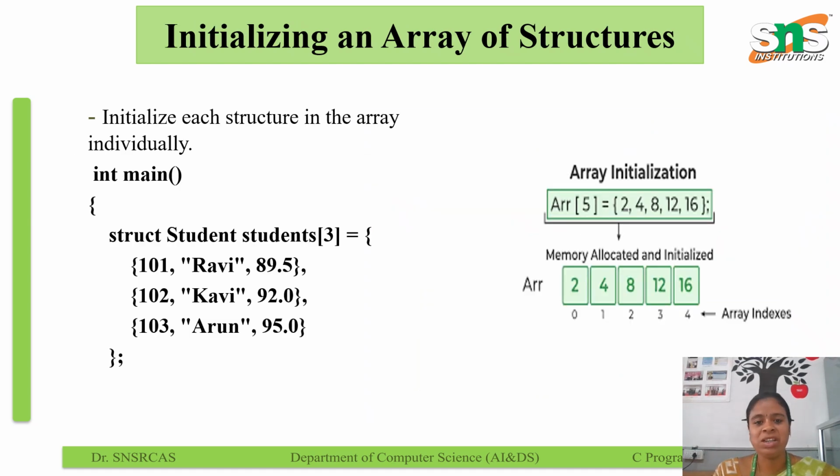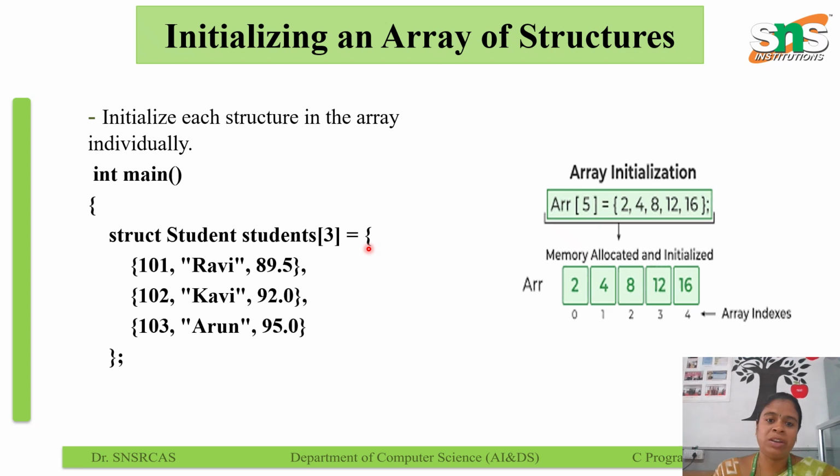Next one, initialization of the array of structure. Initializing an array of structure in C programming lets you store and manage multiple records of the same structure, for example details of multiple students or multiple employees or multiple books, etc. Each element of the array is a separate structure variable. Here, students is the structure variable name, and the array size is 3. Each element of the array is a separate structure variable.